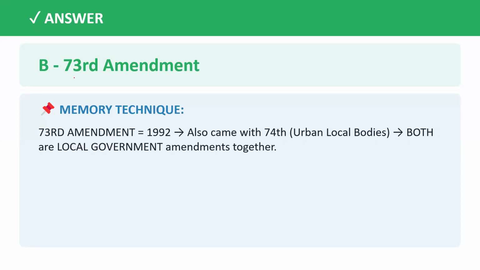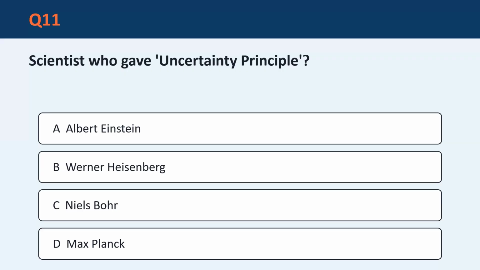So this particular answer we have already looked at in another question, but still, because of the importance of this 73rd Amendment, we are looking at this again. The 73rd Amendment happened in 1992. Also came the 74th Amendment, which was related to urban local bodies, and both are local government amendments which happened together.